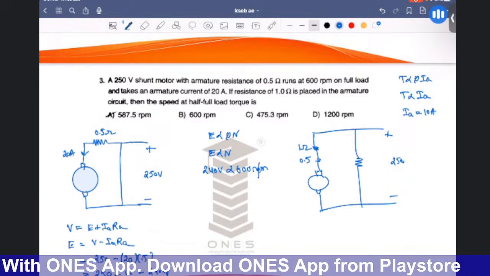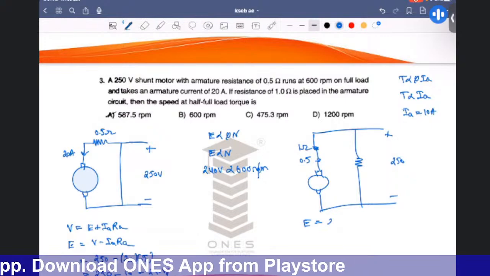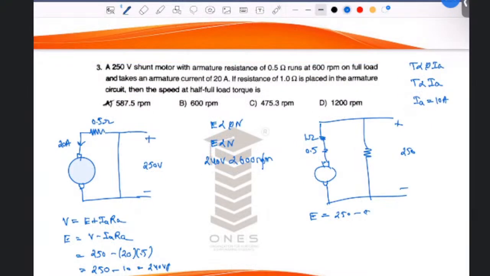So now what will be E? E will be V minus IR. That is 250 minus 10 into RA. RA means ഇവിടെ എന്തുണ്ട്? ഒരു ഓം ഉണ്ട്, 0.5 ഉണ്ട്. So it will be 1.5. So 250 minus 15 is 235 volt.